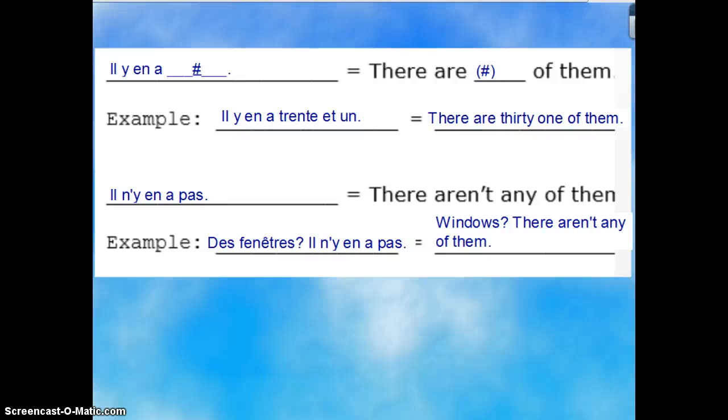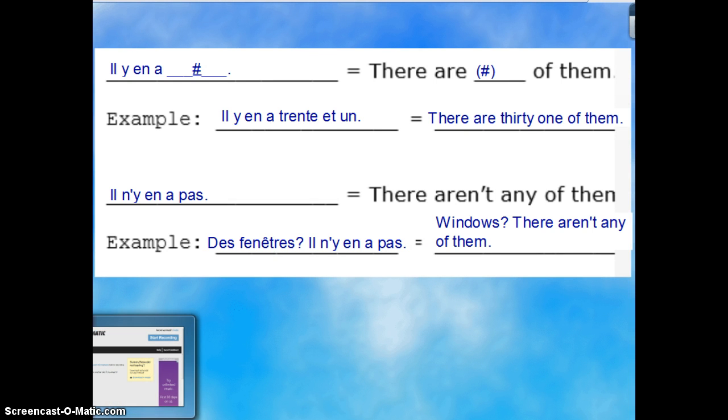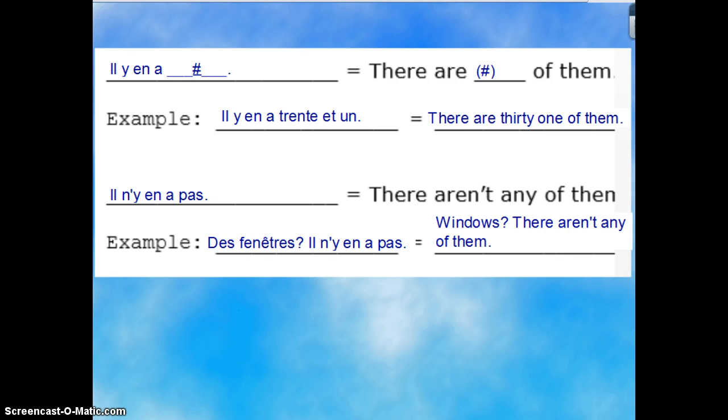And if by chance there are not any of the particular item that they're asking about, then you will say there are not any of that item, and you'll say il n'y en a pas. Notice again, it's not just il n'y a pas de, there aren't any. You could say il n'y a pas de chaises, there are not any chairs, or for this question, there are not any windows, il n'y a pas de fenêtre. But if you don't have to repeat the word chairs or the word fenêtre, you can use that en again, standing in for the words of them. Il n'y en a pas, there are not any of them.